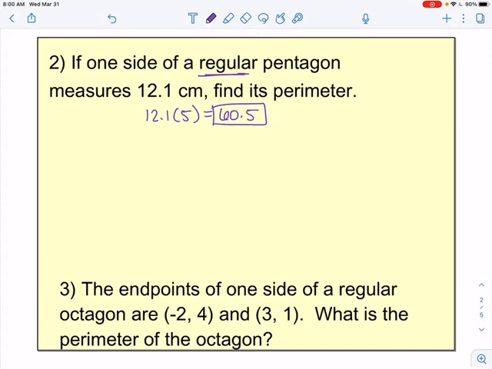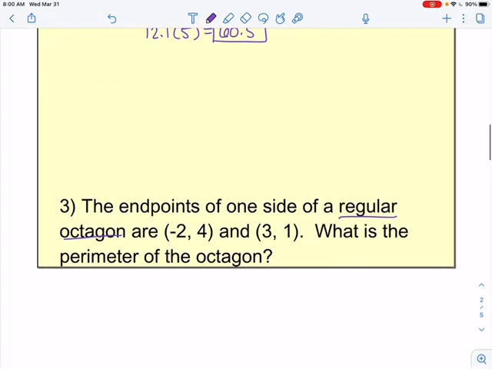For number 3, the endpoints of one side of a regular octagon are (-2, 4) and (3, 1). What is the perimeter of the octagon? Again, regular meaning all sides are equal. Octagon means that it has 8 sides. So if I can find the length of one side, then I'll know the length of all 8. Again, if I'm given 2 ordered pairs, and I need to know what the length is going to be, that's the same thing as distance. So we're going to use the distance formula here.